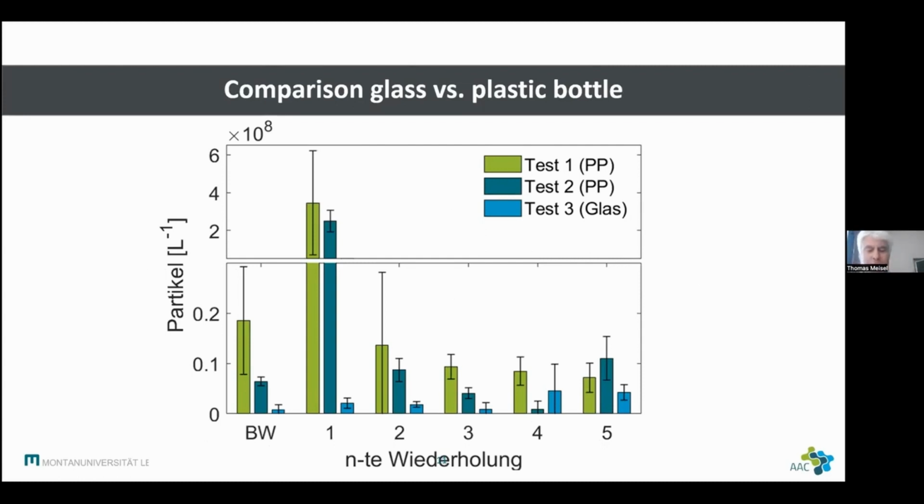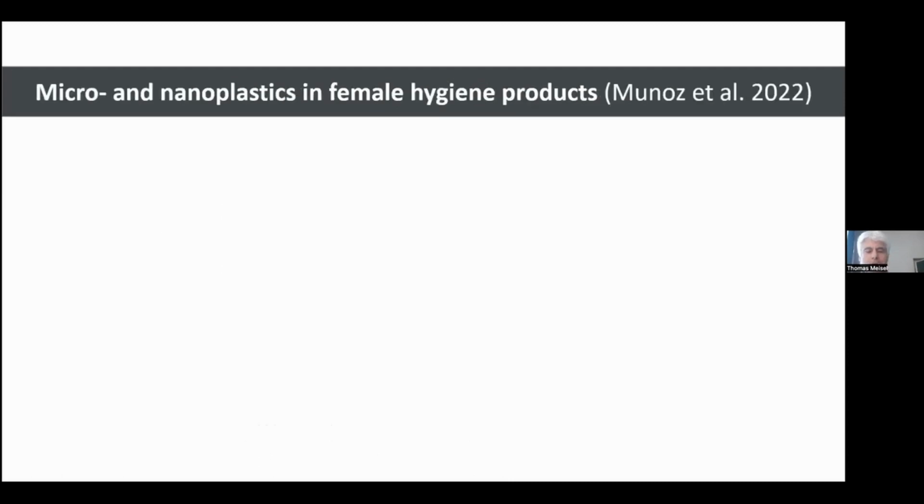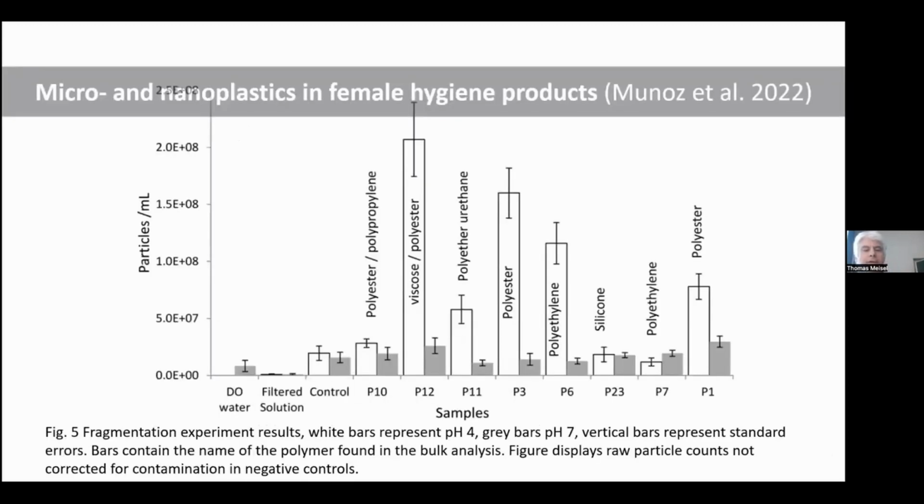probably much less toxic. I'm not talking about toxicity, I'm an analytical chemist, but you can count much less particles when you use glass bottles. So there's good news here. But also looking at other products, like female hygiene products, the recent paper, we had a presentation in our network showing that from all sorts of female hygiene products, you're releasing millions of particles. This is per milliliter even, so there are billions of particles being released through the contact of plastic with the female body.